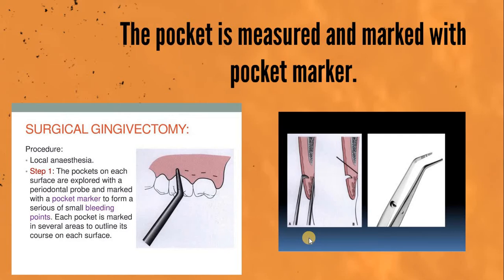So the first step is the pocket on each surface is explored with a periodontal probe and marked with a periodontal marker to form a series of small bleeding points. Each pocket is marked in several areas to outline its course on each surface. So you should draw a map. That map will guide you throughout the incision. This is the first step.